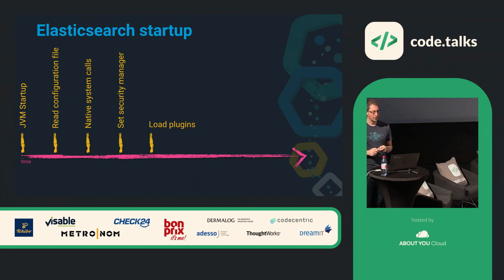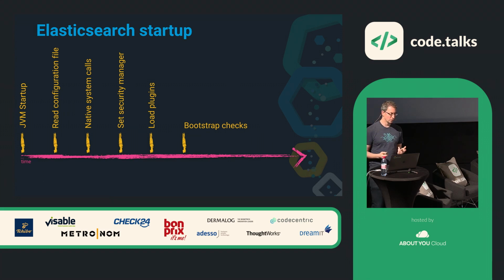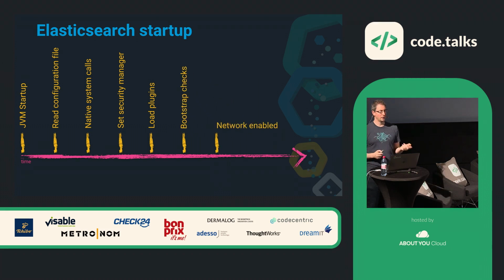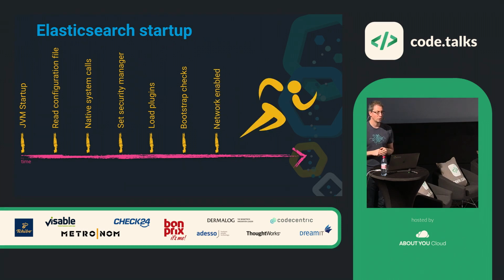The next step is to load all of the different plugins. And then we do Bootstrap checks. I'm going to talk about Bootstrap checks in a second as well, because I think it's super important to think about this in your own system as well. And only if everything is set up the way that we don't want to stop Elasticsearch anymore because we spotted a misconfiguration or anything like that, only then we enable the network, and then Elasticsearch starts to run off and everything works as expected.